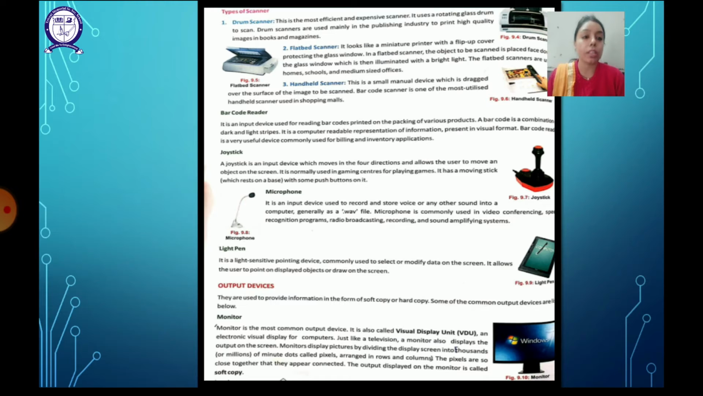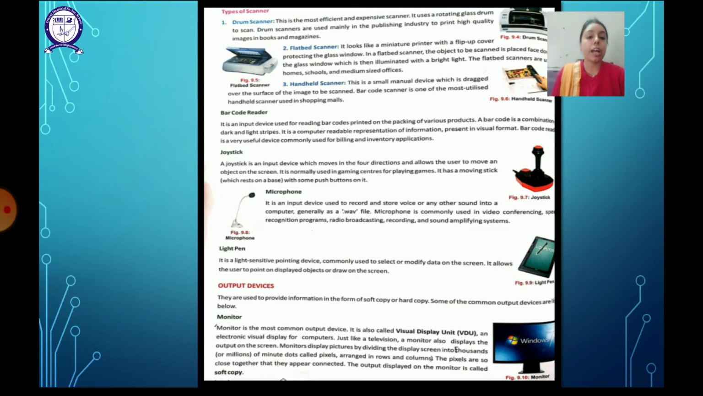It is used for broadcasting, recording, and it is used in sound amplifying systems also. Okay, then we have this light pen. Light pen is a light sensitive pointing device which is commonly used to select or modify the data on the screen. Here you can see this is a tablet, and on this pen is there. This is the light pen. As soon as you place it on the screen, light will be on and you can select and draw anything on the screen with the help of this light pen.